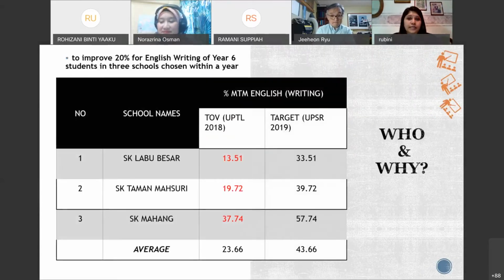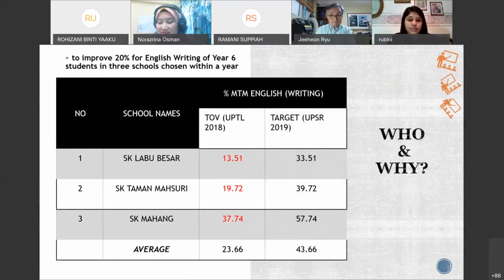So these are the target schools. Three schools were chosen: SK Labu Besar, SK Taman Masuri and SK Mahang, and all these three schools are situated in our district, Kulim Bandar Baharu.